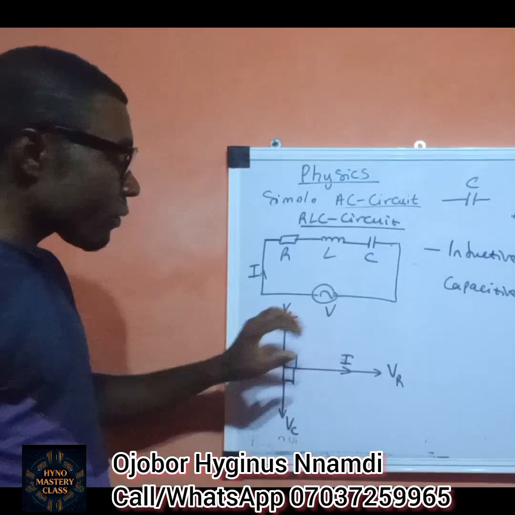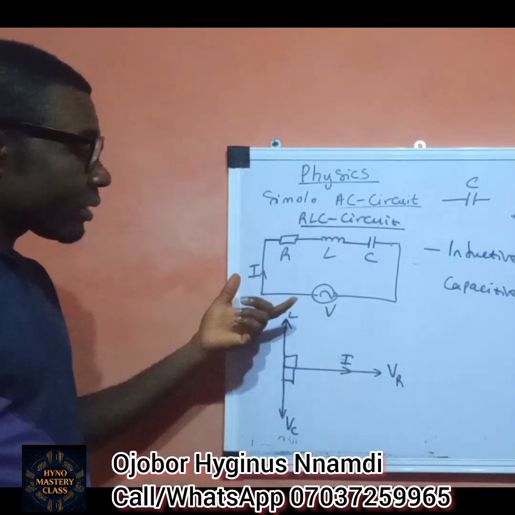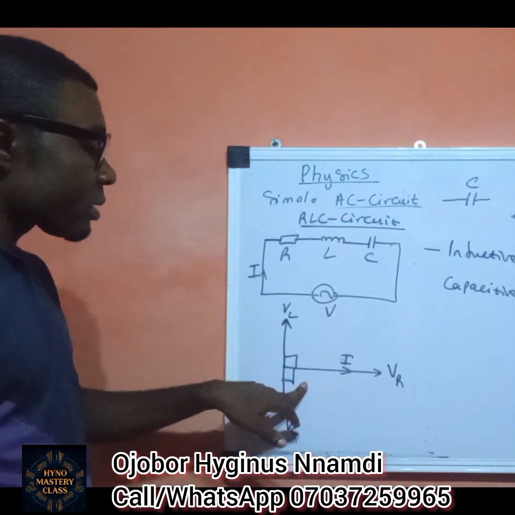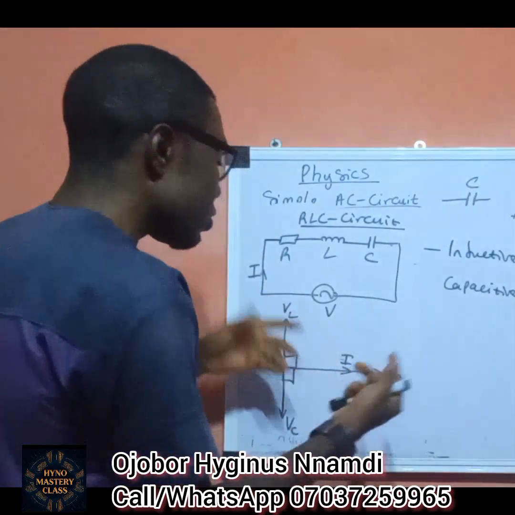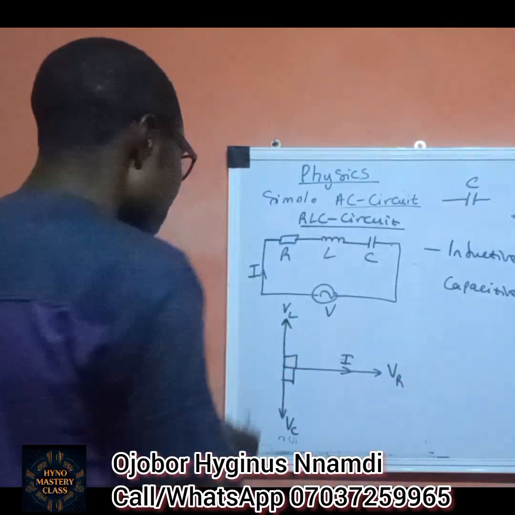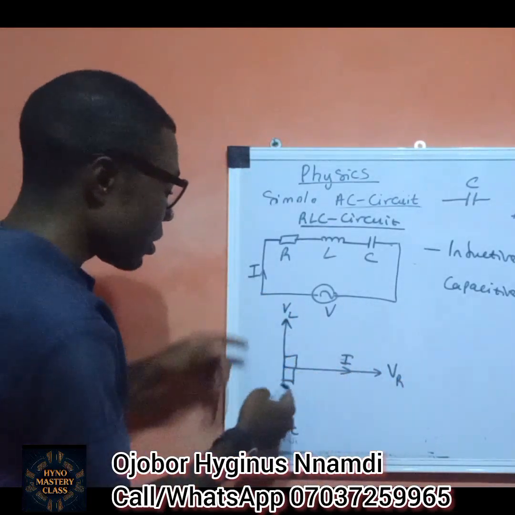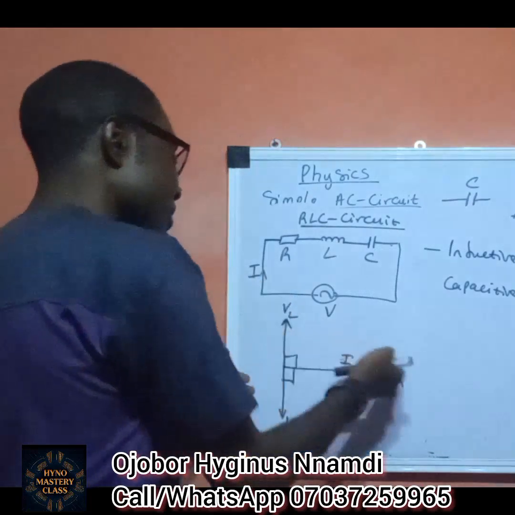So this is what we refer to as a vector diagram of an RLC circuit. This diagram now represents a vector diagram. And remember, in your vector, if we want to resolve this into one, to have a resultant, we have to pull the three of them as one, to have a horizontal component and a vertical component.